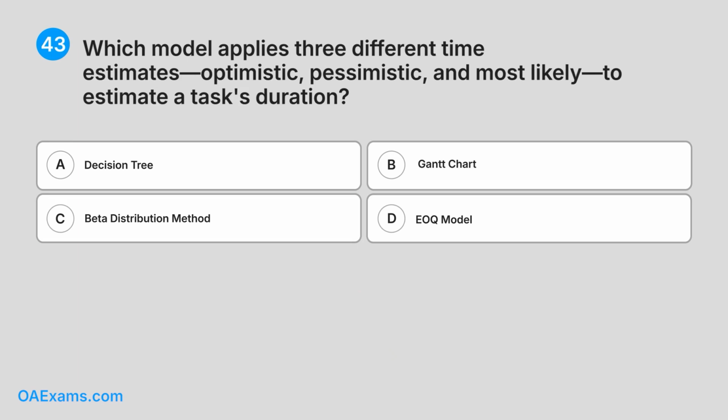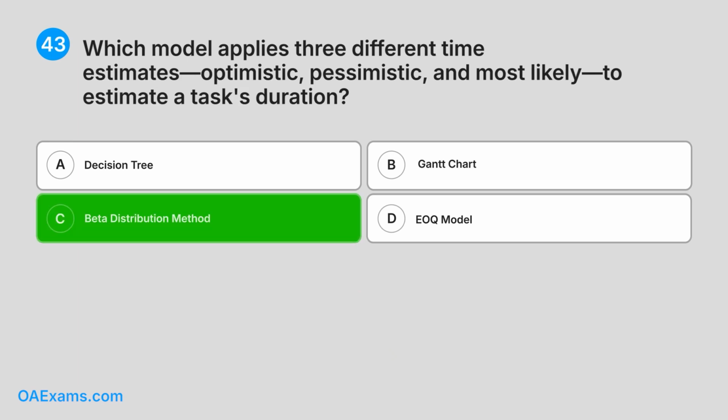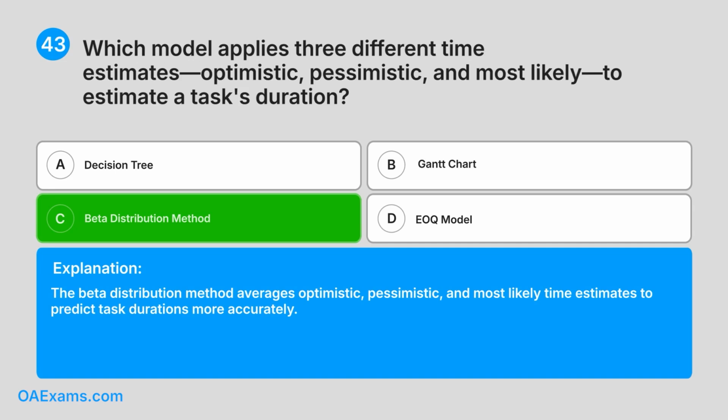Correct answer. C. Beta distribution method. Explanation. The beta distribution method averages optimistic, pessimistic, and most likely time estimates to predict task durations more accurately.